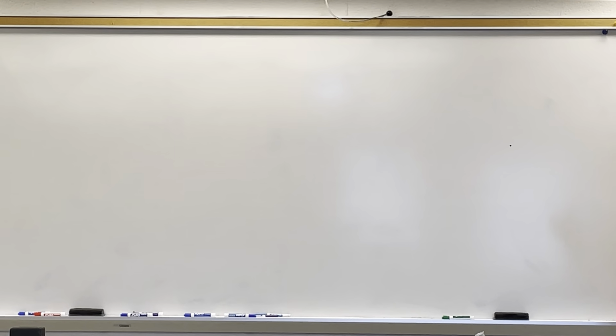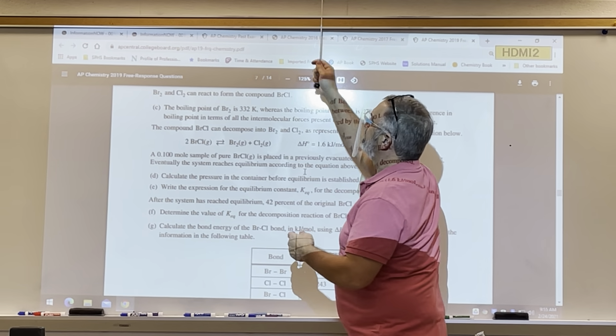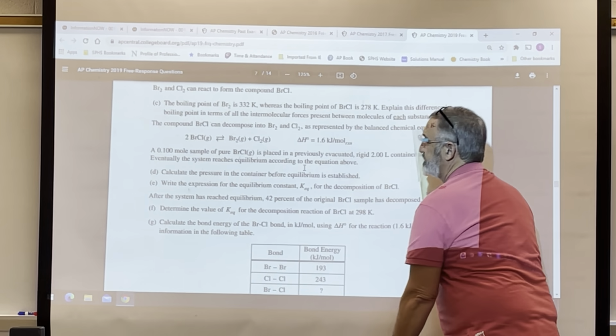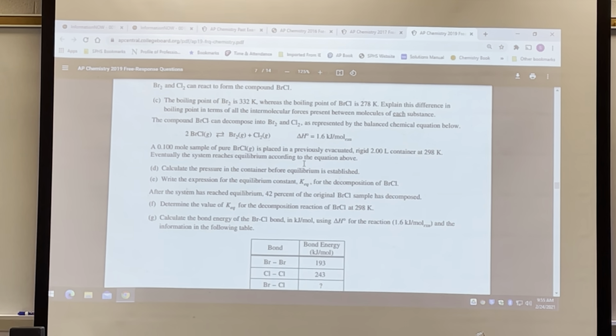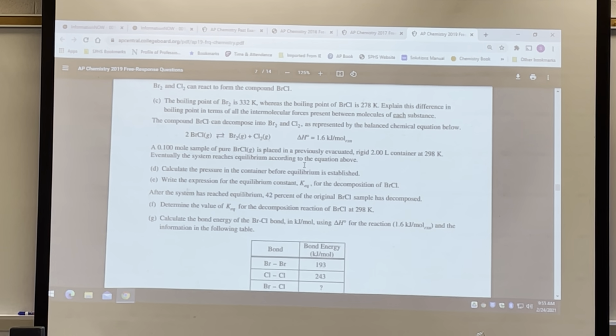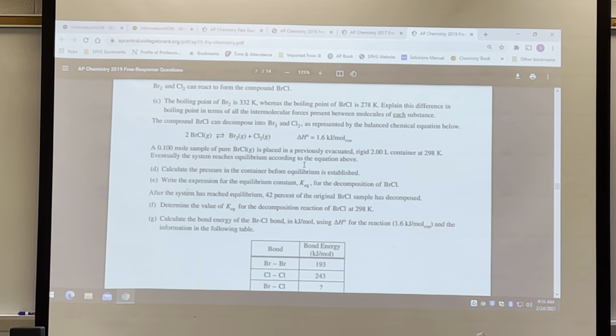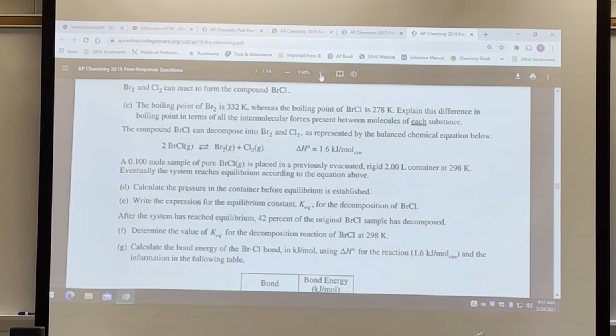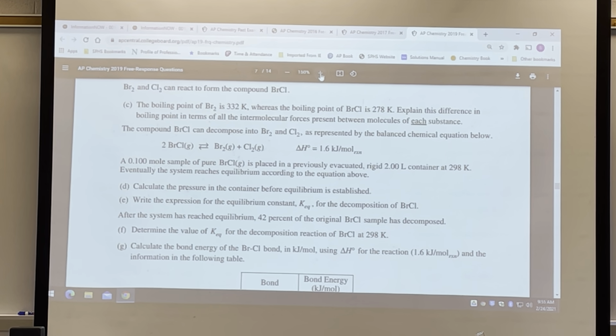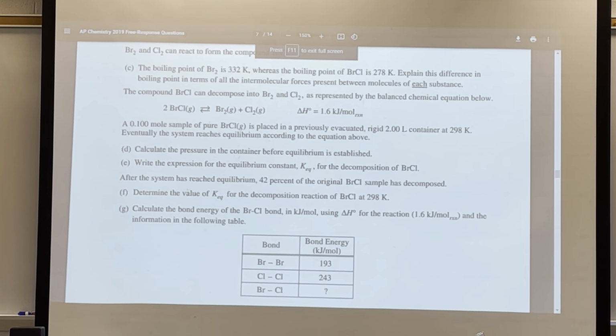Look at year 2019. You don't have it in your packet. This is last year, or this was the last normal year's test. But you can go to AP Central and see this question. I just kind of want to go through it theoretically.